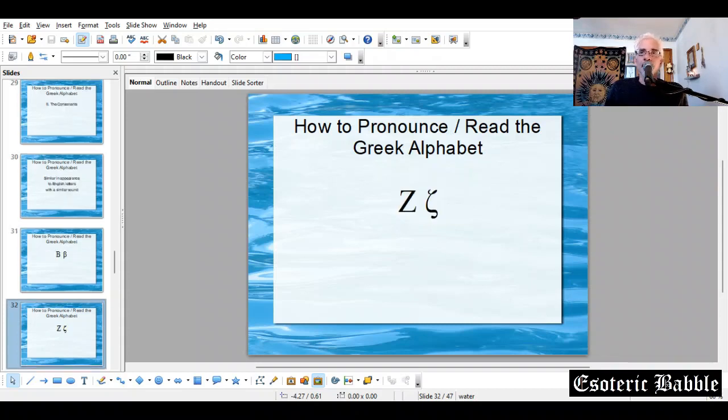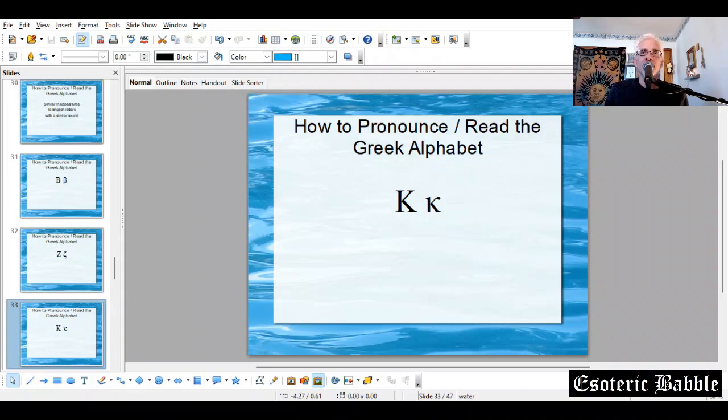zeta, a Z. Now this ends up at the end of our alphabet. In Greek, it's a little earlier. It's quite a bit earlier. Because this, along with epsilon, were tacked on to the Roman alphabet so that they could transliterate Greek words. These both kind of look like Z to me, so it's not too bad, I don't think. Not too taxing on our brains.